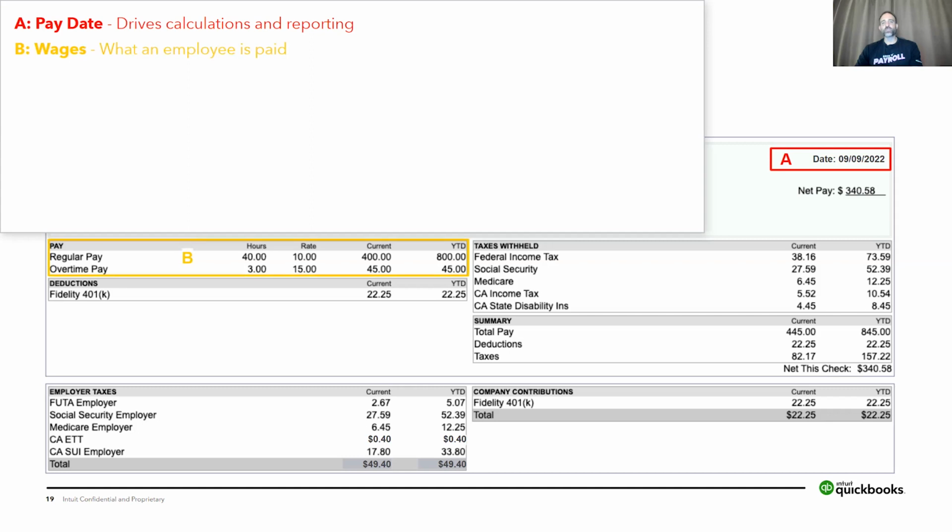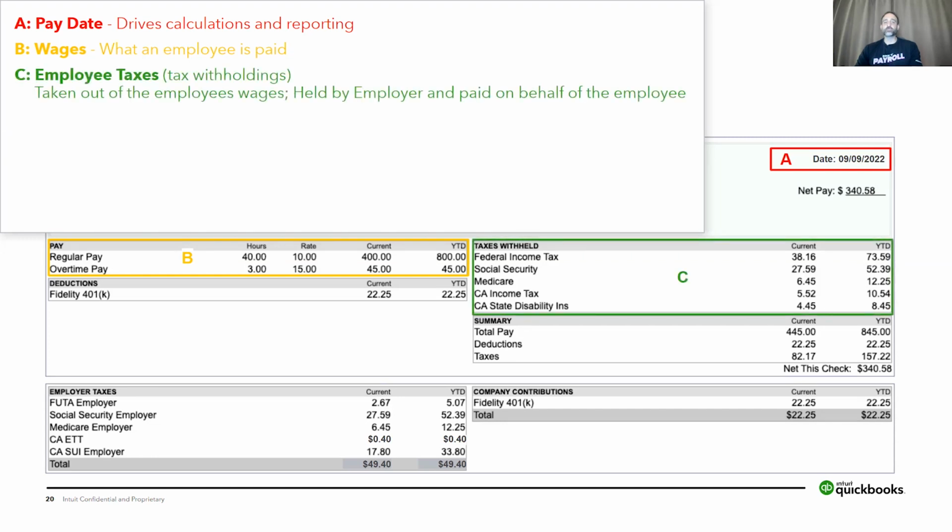Next, you want to talk about the wages earned, also known as the total pay. Now, this is what an employee is paid for work performed in a specific time period. It could be based on things such as number of hours worked, or commissions from sales, or even a fixed amount for salaried employees.